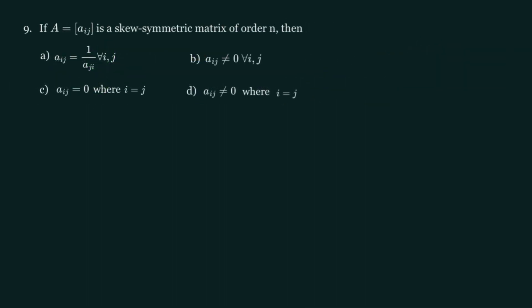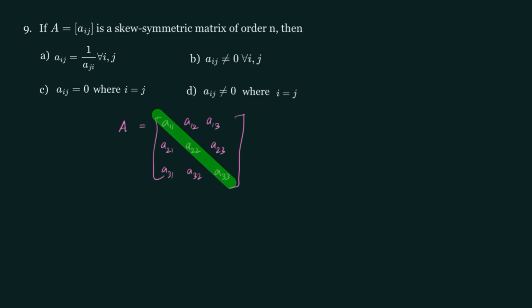Number 9. If A is a skew symmetric matrix of order n, then which one is the correct option? So for this, we should know what a skew symmetric matrix is. A skew symmetric matrix is a matrix where all diagonal elements are 0. This is a matrix of order 3 by 3, and if this is a skew symmetric matrix, then all the diagonal elements should be equal to 0.